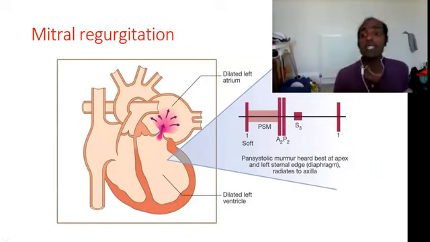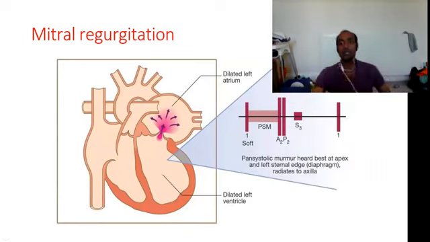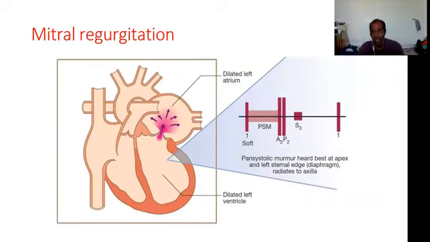Mitral regurgitation, very easy. The commonest murmur that you will listen to. It's a pan-systolic murmur, best heard at the apex, radiating to the axilla in most cases. In some cases, it may radiate to the left lower sternal edge.